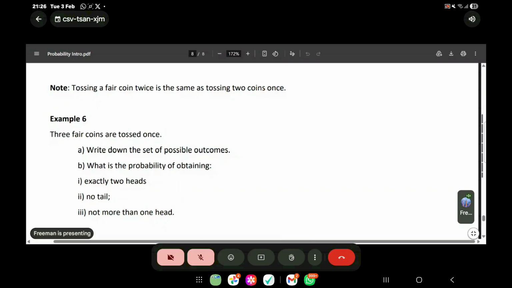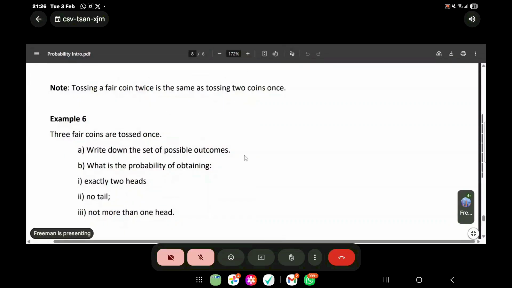If we were meeting in person, that would have been your question. I have done one coin for you, I have done two coins for you. Then I want to tease your brain with the 3 coins. The moment you are able to do it, the smaller ones will be easy for you. So we have 3 fair coins tossed once, which is the same as tossing 1 coin 3 times.